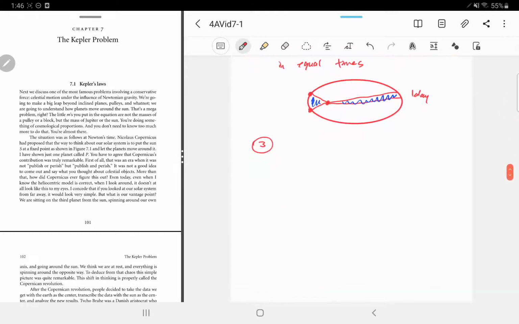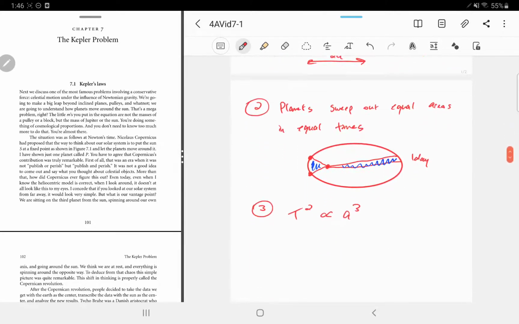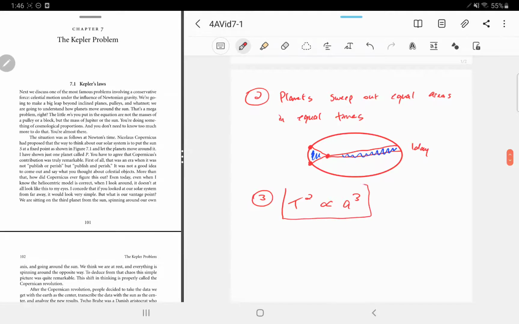And then the third one is that the square of the period, so let me write this down, T squared, is proportional to the semi-major axis cubed. Because this is an oval, this distance right here doesn't have to be the same as this distance. This distance is called the major axis length, 2a, and half of that, if you take the long side of the ellipse and divide it by 2, is the semi-major axis length, a. For the minor axis, we normally use the letter b. So you have to use the semi-major axis, and this is the proportionality.